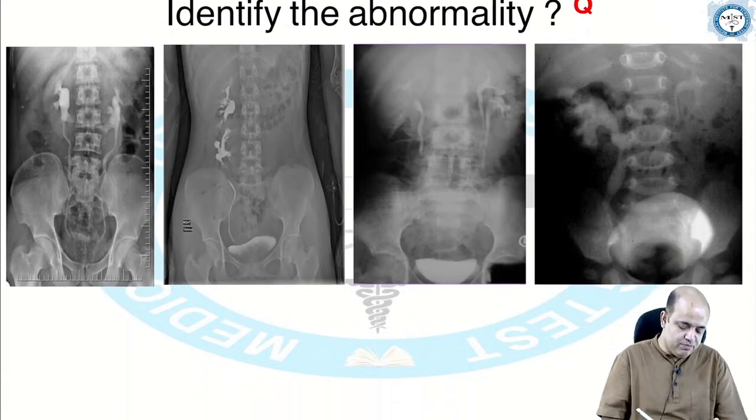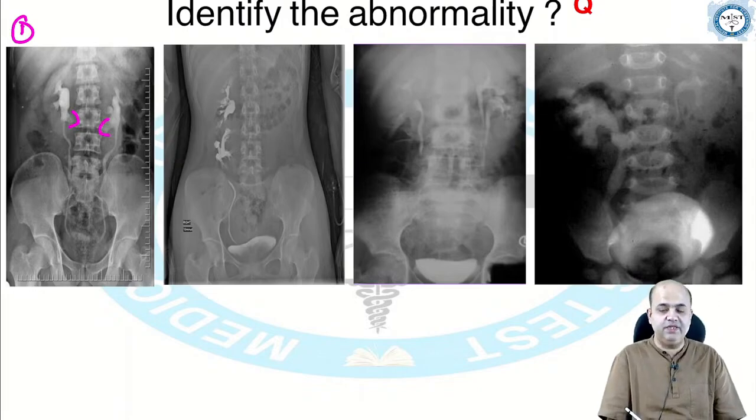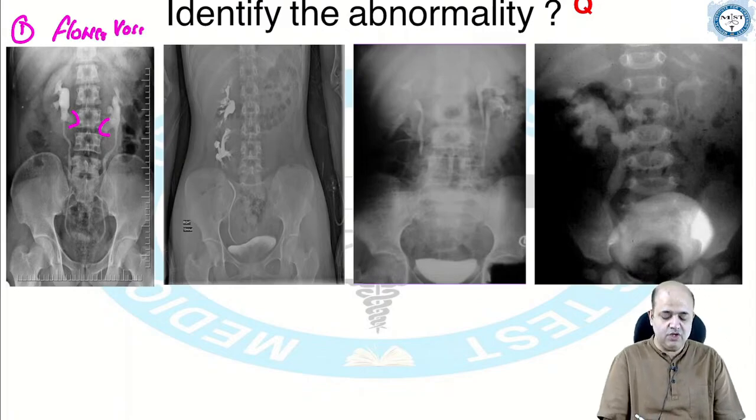Different IVU images, and what do we see? Again here, the inferior pole calyx is facing medially. This is the flower vase appearance. This is seen with the horseshoe kidney.